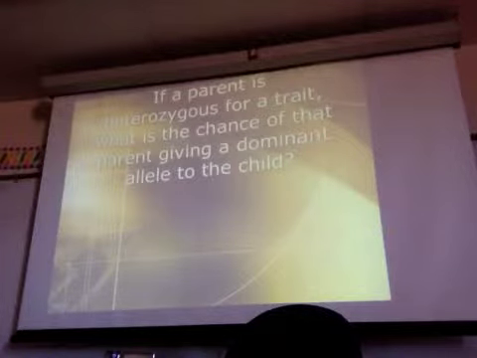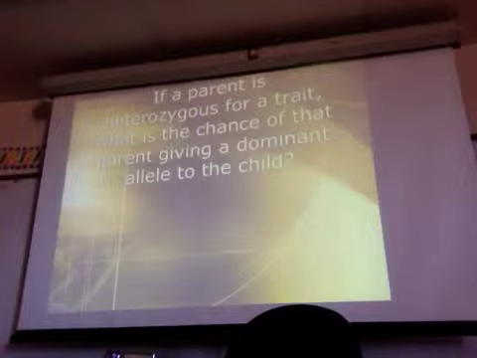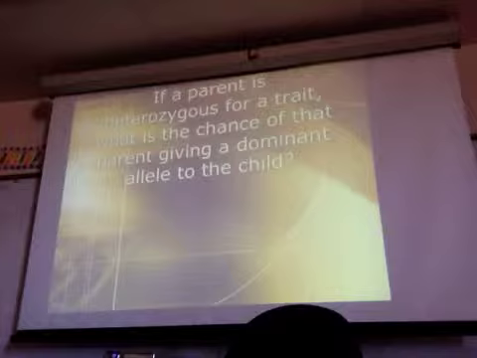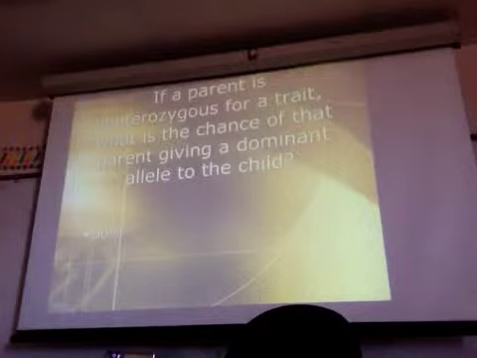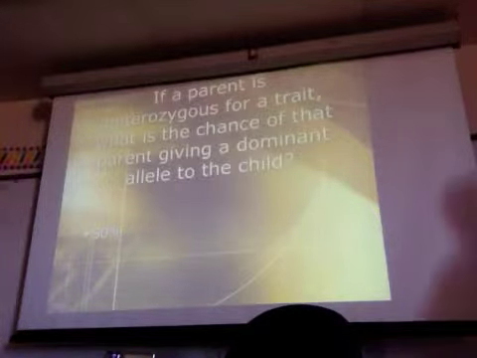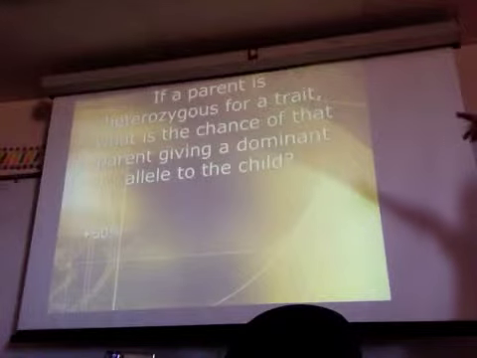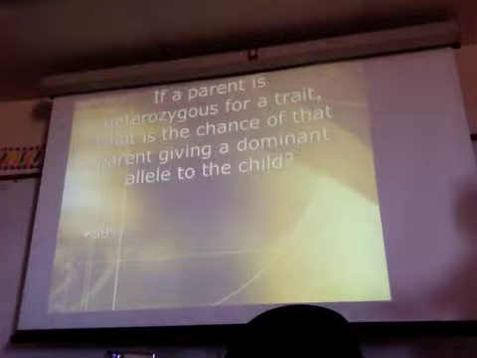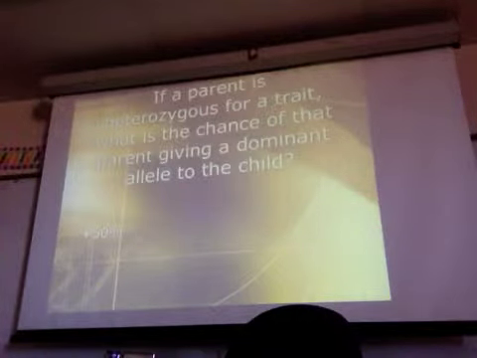So if a parent's heterozygous, so big R, little r, what's the chance of her giving the dominant trait to her child? 50%. It's flipping a coin. Okay? This is the probability thing we start at the beginning of the year. Head or tail, bing, big R, little r, bing. Right? If we would have worded this, if it's homozygous dominant, big R, 100%, right? So it's just all right.